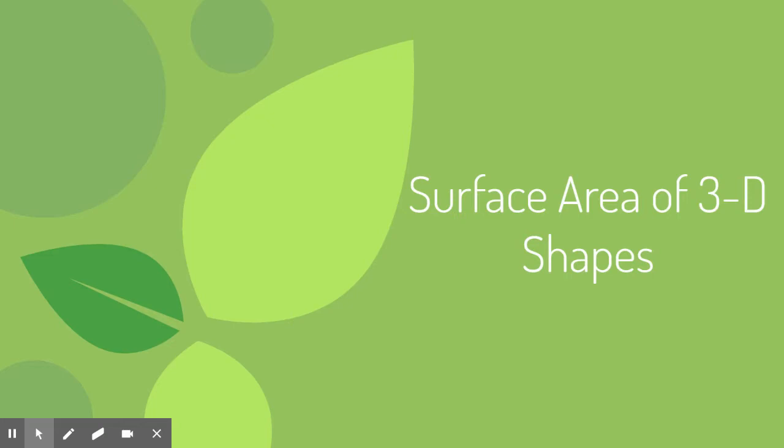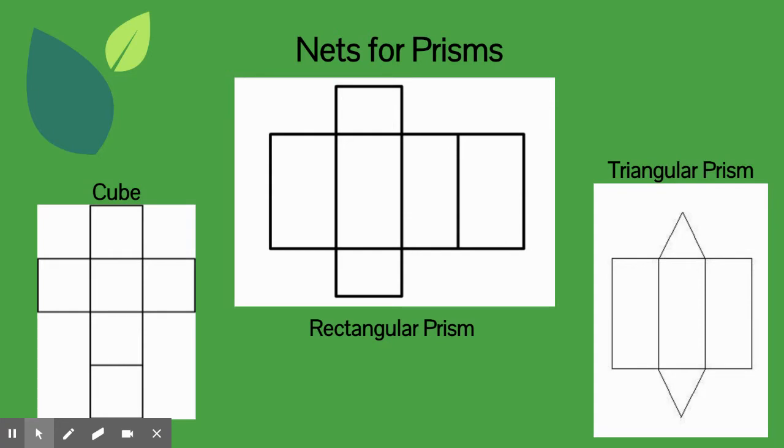Okay. So these are some of the nets for the prisms that you may have seen in 6th grade. You probably should have. And these are going to be the nets we're using. So we have prisms, a cube is this one right here. All of the shapes are squares. So when you find the area of one square, you can just multiply it by 6 to get the area of the whole thing.